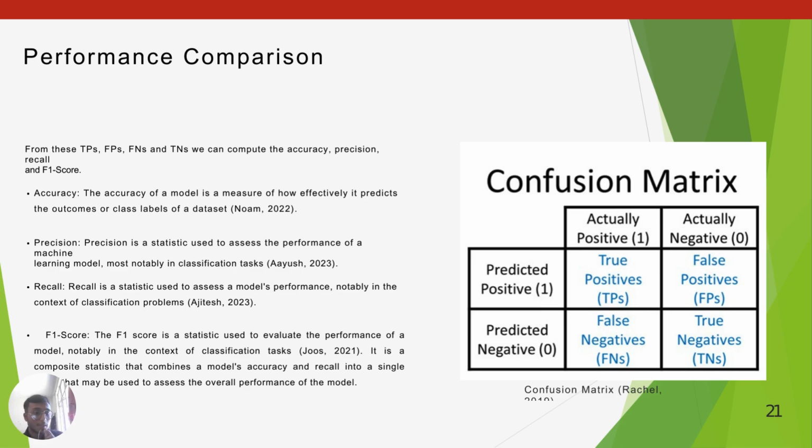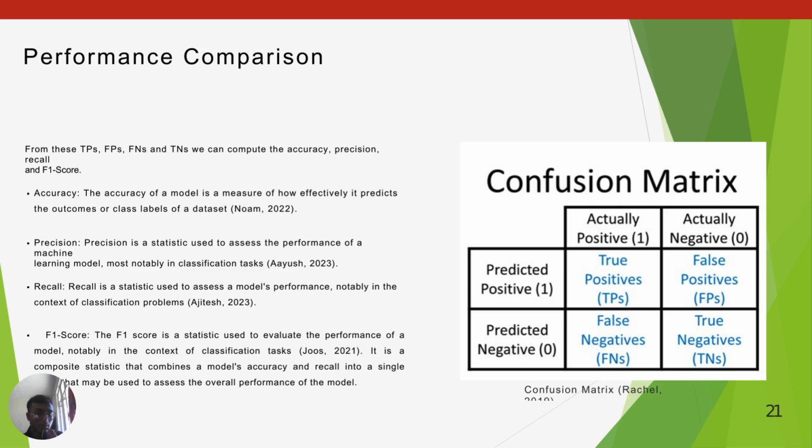The performance comparison that we are going to make is from the metric values themselves, and the metric values are gained from the structure of the confusion matrix. So what is the confusion matrix? In the confusion matrix, we can see the true positive, false negative, and true negative.